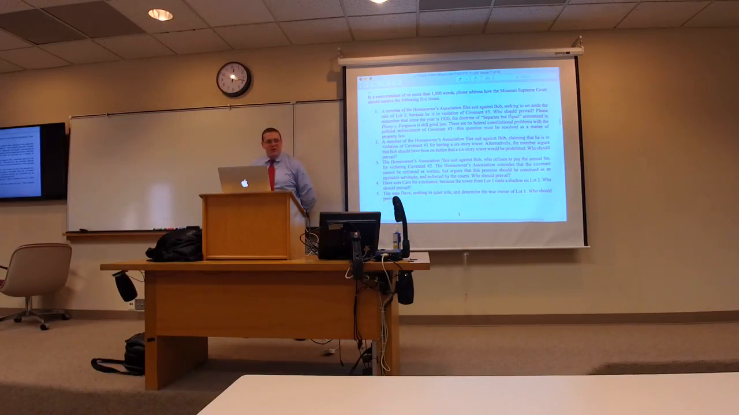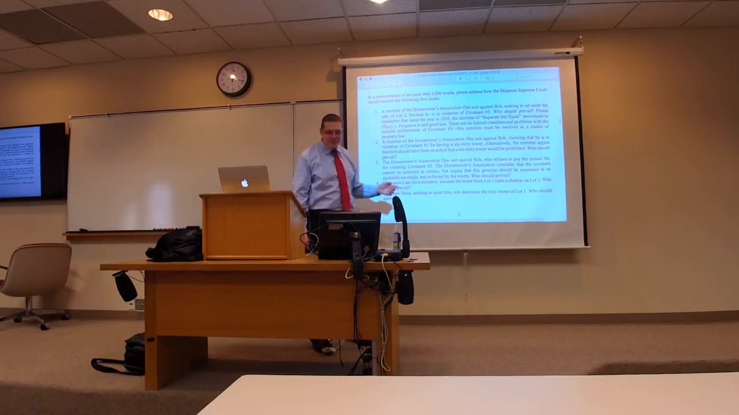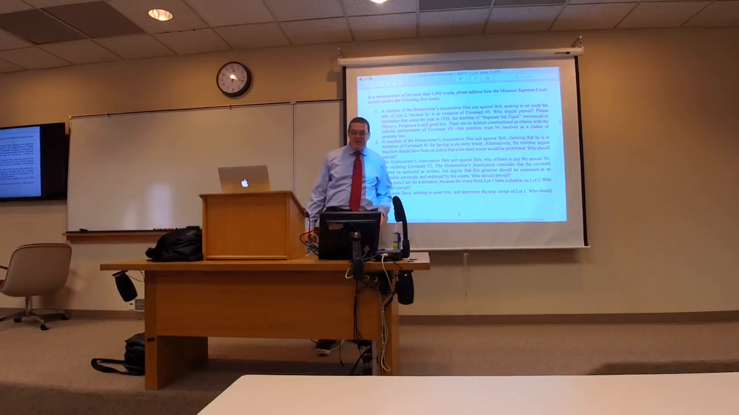Question number 2. A member of the Homeowners Association files suit against Bob, claiming that he's in violation of Covenant 1 for having a 6-story tower. Now, without even reading the facts, wait a minute, a 6-story tower, what's going on there, right? Well, tall things might violate zoning laws. They might violate covenants about having height of buildings. Maybe there's a shadow, right? This gets you thinking about what I could be asking about.